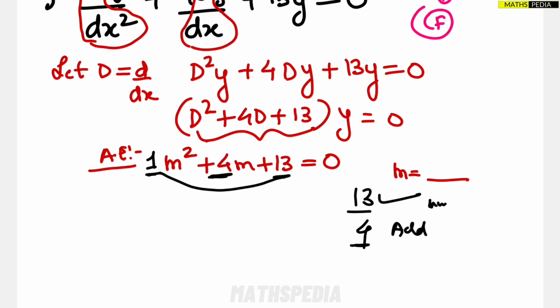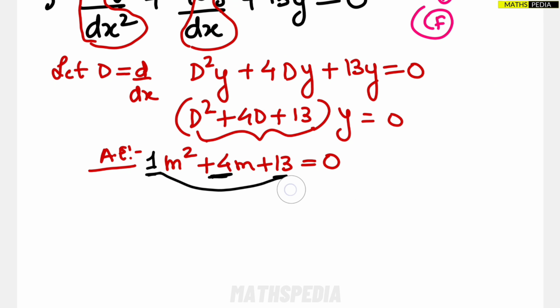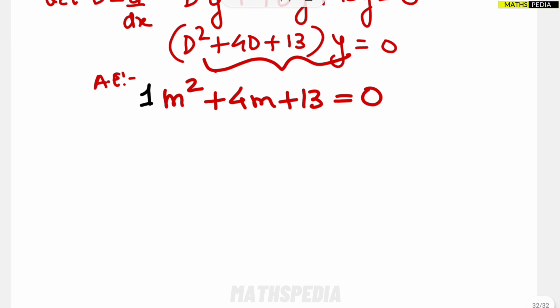So I should take the multiplication factors of 13, not 4. The factors of 13 will be 1 and 13, because 13 is a prime number. So you won't get anything that adds up to 4. That is not possible. What you can understand from this is that we cannot use the factorization method, since you will be getting roots as complex numbers. So let us go by the quadratic formula.